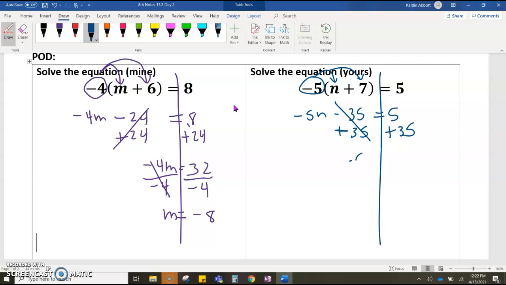35 to both sides to get rid of this, plus 35. So I'm left with -5n equals 35 plus 5 is 40. Divide by -5, divide by -5, and n equals 40 divided by 5 is 8. And a negative divided by a positive, oh look, it's another -8. Hopefully you got that.